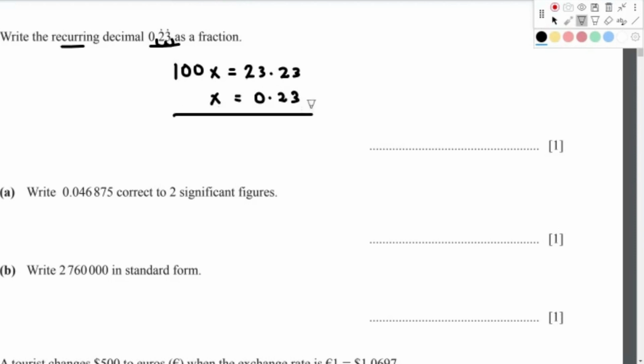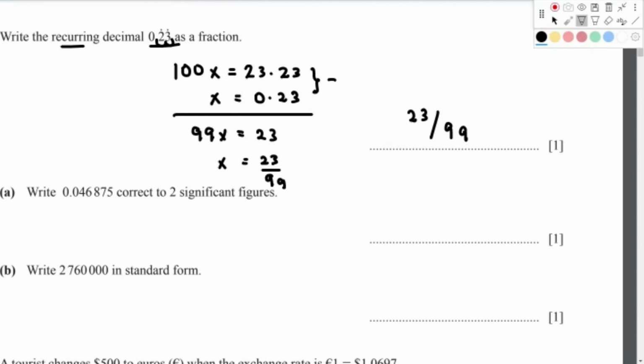Got it? Now my x is 0.23. Now to solve this, I simply have to subtract: 99x equals 23. So x is 23 over 99. So this is in the form of a fraction. To double confirm this, you can key in your calculator 23 divided by 99. You will get the answer 0.2323. So the answer here is 23 over 99. Guys, got this? Can understand?